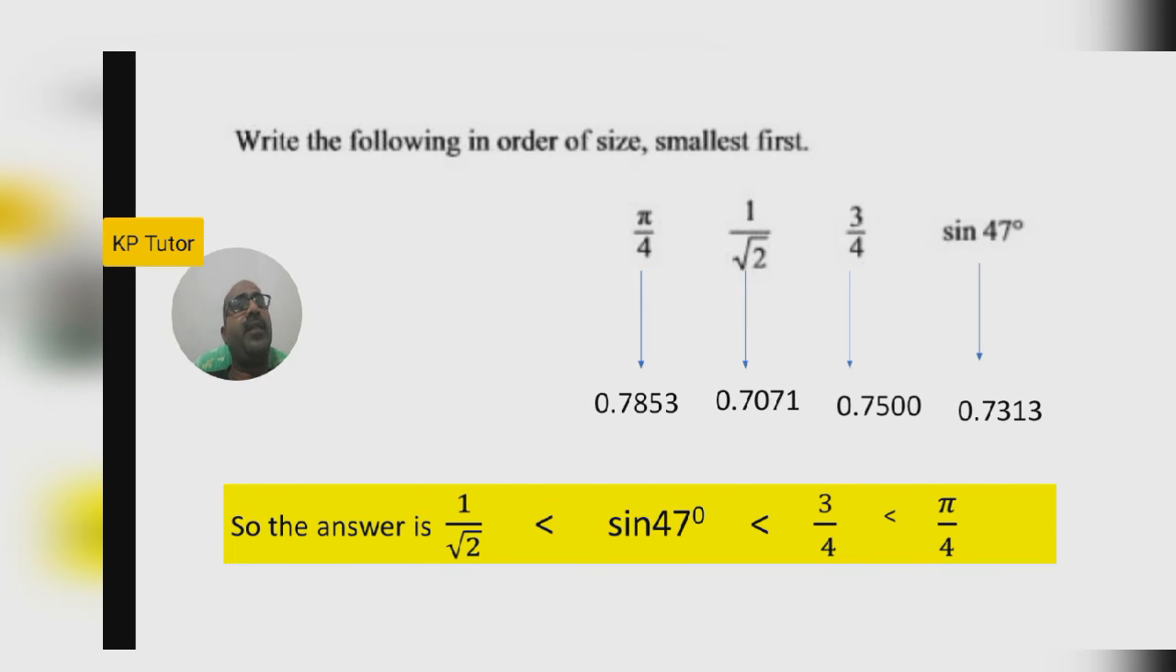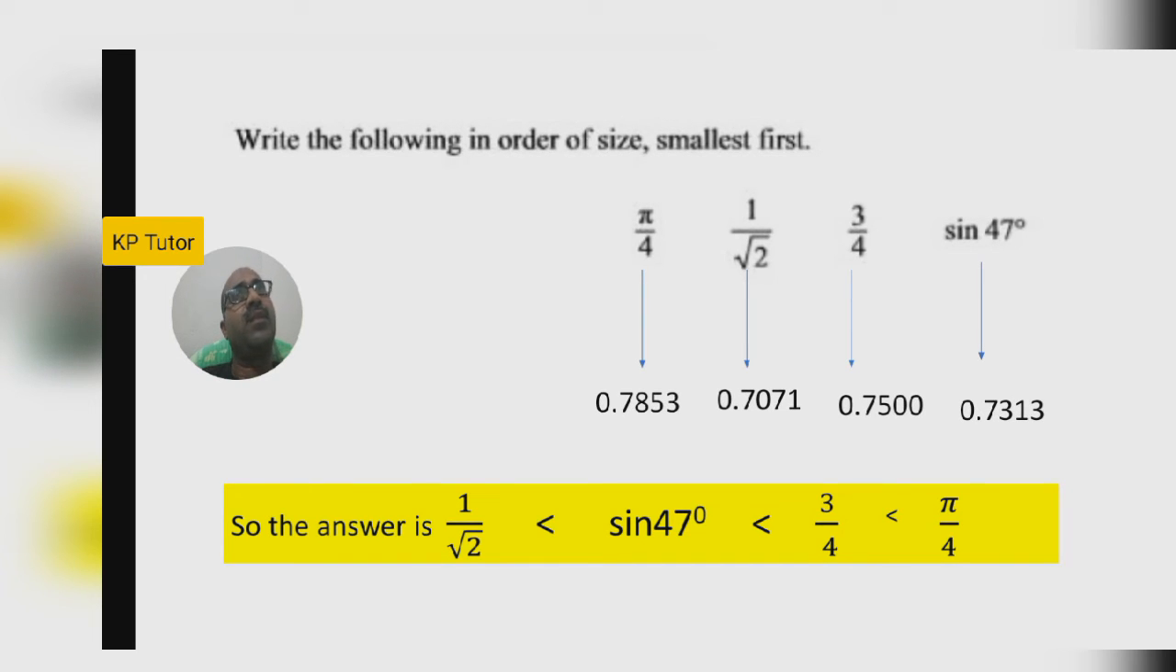This also follows the same pattern. Here pi by 4 is there, 1 by root 2 is there, 3 by 4 sin 47. You have to calculate easily using a calculator. Pi by 4 comes to 0.7853. While you are watching the video, I suggest you use the calculator at the same time.